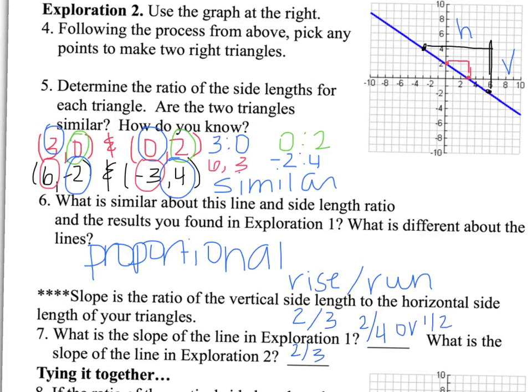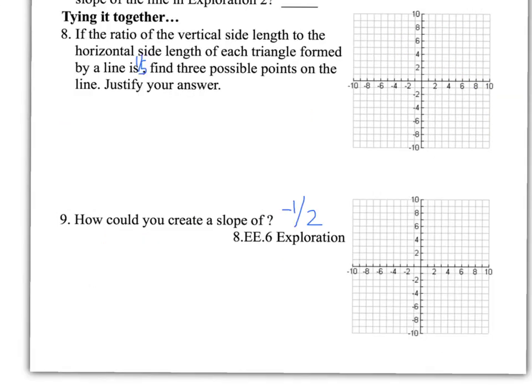All right, so let's try this one together. If the ratio of the vertical side to the horizontal side of each triangle formed is 1/5, so remember this is going to be your rise over your run. Find 3 points on the line. So if it's positive, it's always going to go in this direction, so your line is going to look this way.